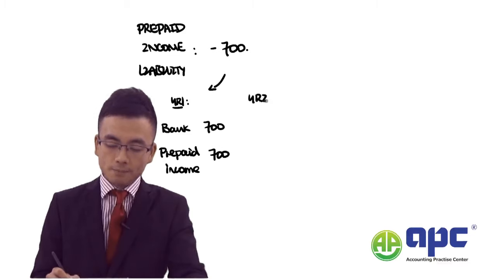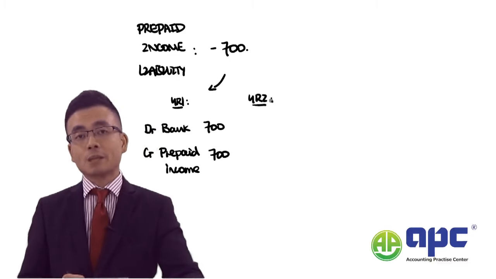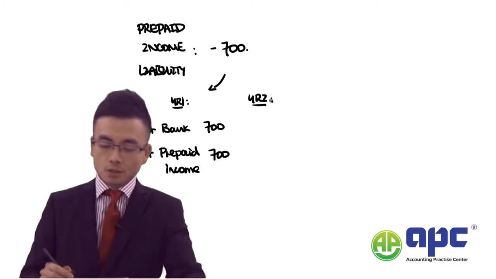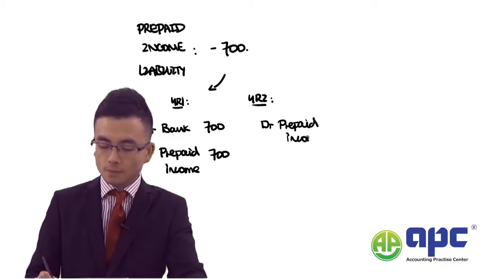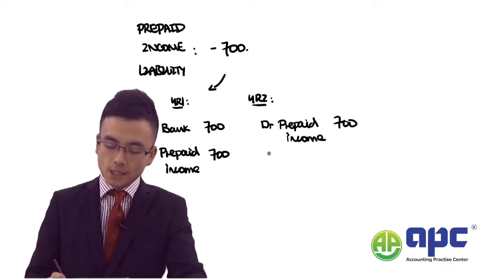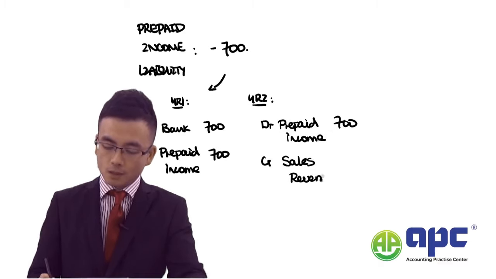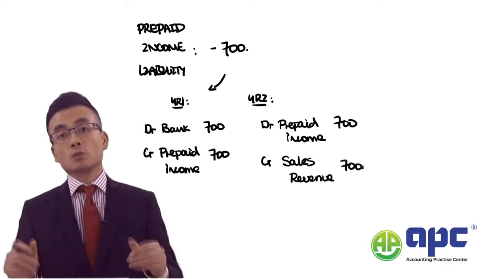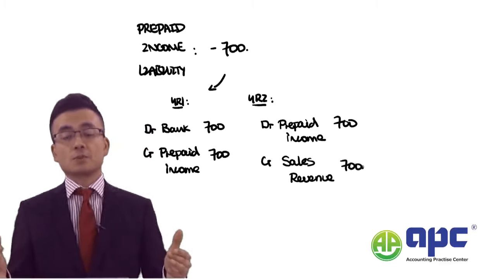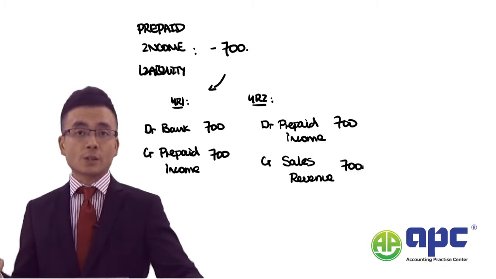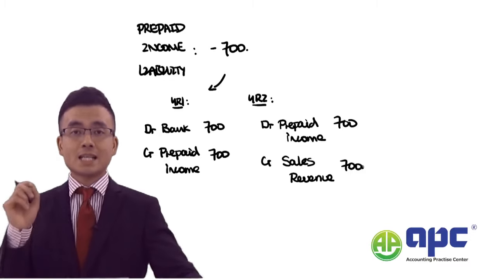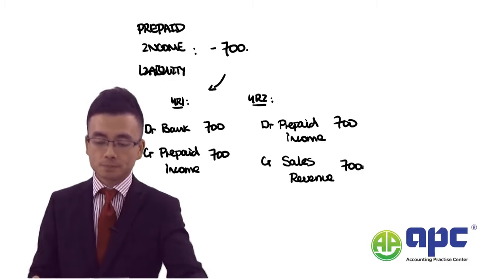In year number two, we're going to release that prepaid income liability into our revenue. So we're going to be debiting the prepaid income liability worth 700, and we credit the sales revenue worth 700, which means in year number two, from the accounting point of view, when we look at the P&L as a proof later on, we will see the sales revenue will increase by $700 in year number two.